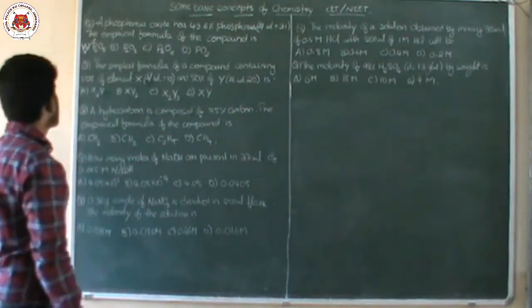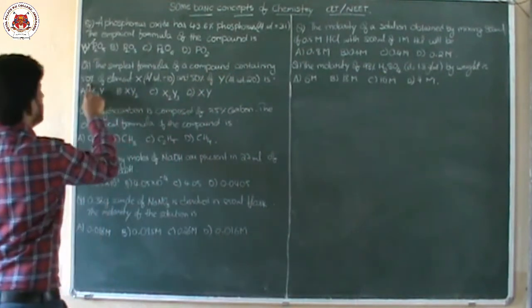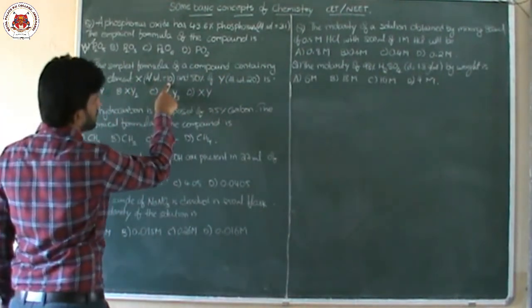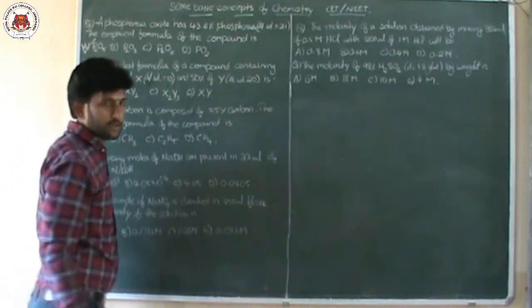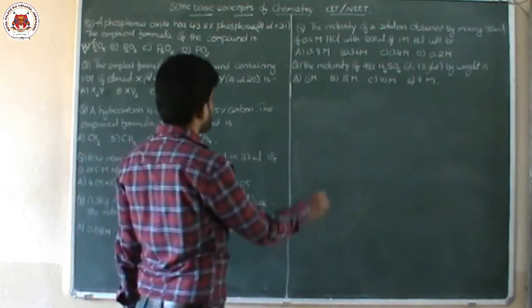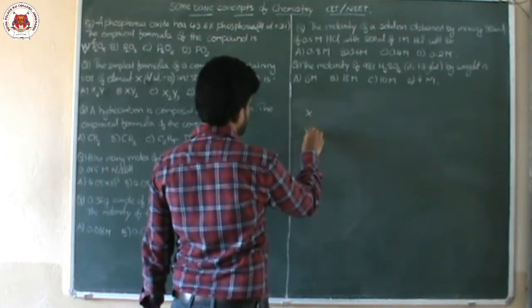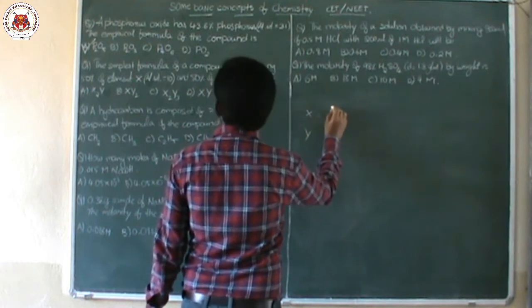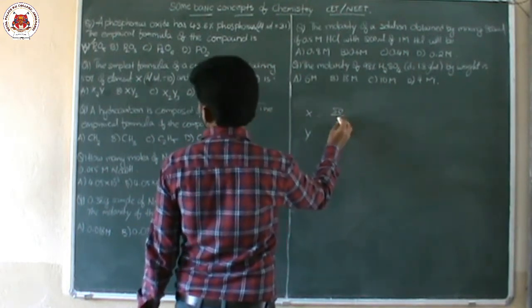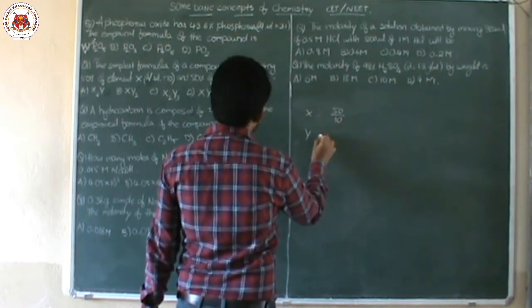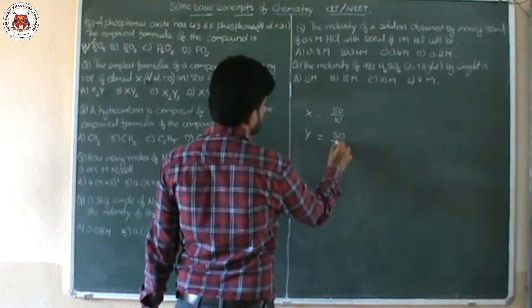Next question. The simplest formula of a compound containing 50% element X with atomic number 10 and 50% element Y with atomic number 20. Same, we need to find. So first take the ratio of X element and Y element. X element is given as 50%, and its atomic weight is 10. Y element is given as 50%, and its atomic weight is 20.